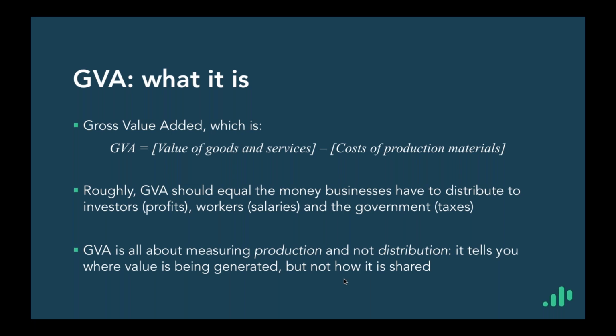So roughly, GVA should equal the money businesses have to distribute to investors, i.e. their profits, to workers, salaries, and the government in their taxes. GVA is all about measuring production and not distribution. So it only tells us where the value is being generated, but not how it is being shared.